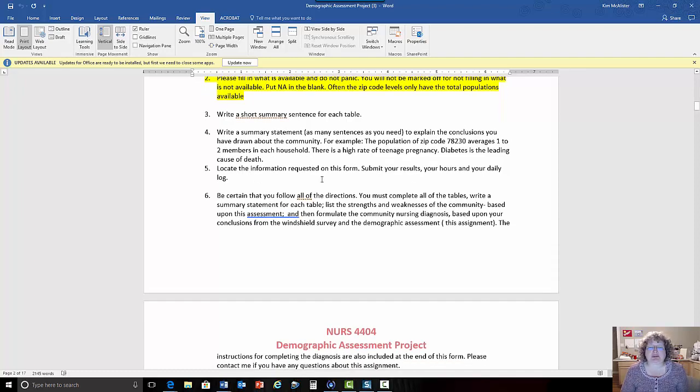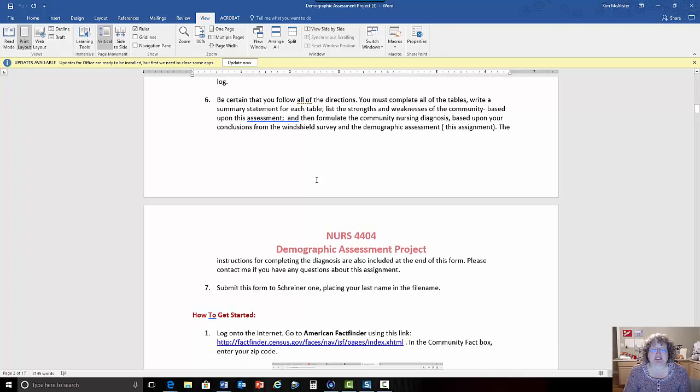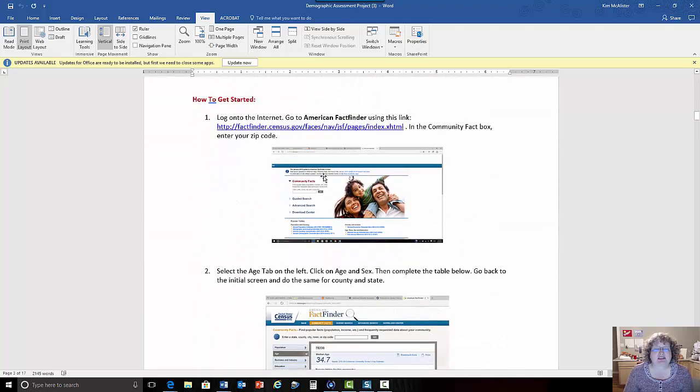And then you're going to locate the information that's on the form and submit the results. Be sure you follow all the directions. So you're going to begin with number 1. And you have the link to log on to American Fact Finder.